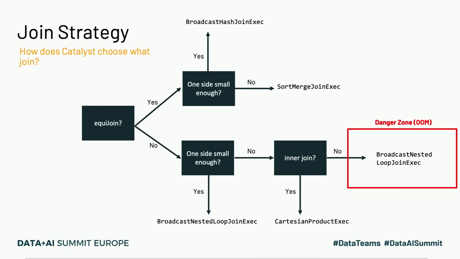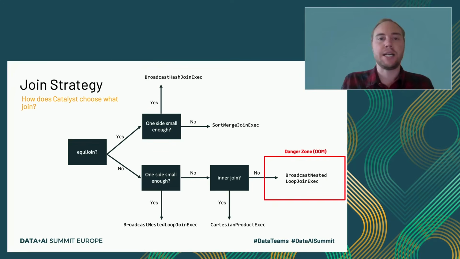So the first thing that Spark actually looks at is whether a join is an equi-join or not. So is there an equality statement in the join statement or not? For example, does item ID have to be equal between two data frames, or should it only look at the range of item IDs?